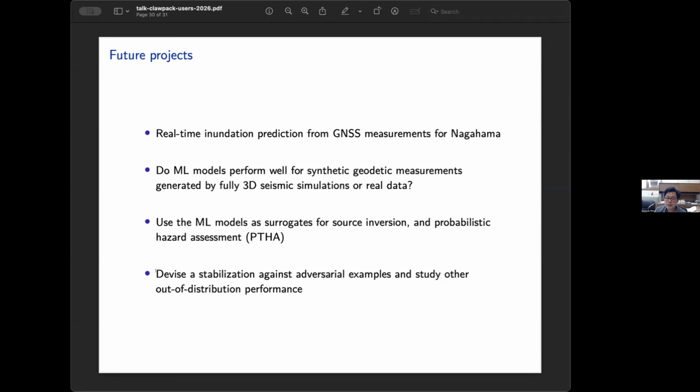Of course, the big question is to devise a stabilization strategy against these adversarial examples, because if there is some subtle weird noise in that wrong direction, you could get a wildly wrong prediction, which is deeply worrying.